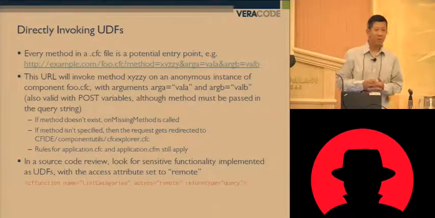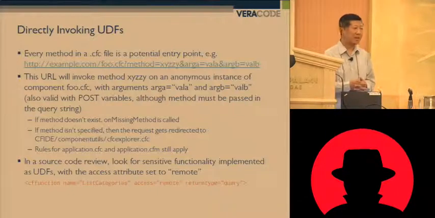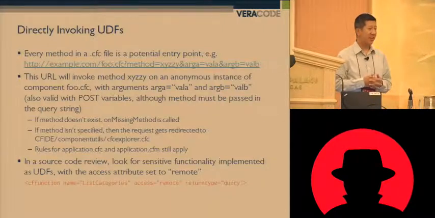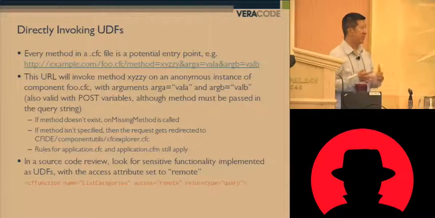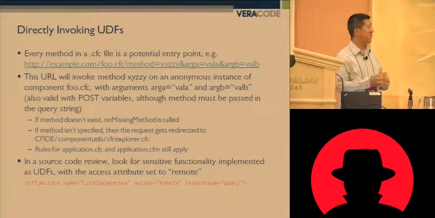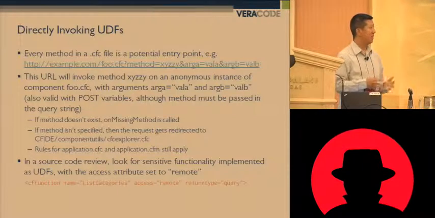So earlier we were talking about ColdFusion components and the idea that you can have functions that are accessible remotely, and I wanted to show you what that looked like. So foo.cfc is a ColdFusion component that we have on the server, and basically any method in that CFC file is a potential entry point if it's defined the right way. So the example URL up there says, we'll load a method called xyzzy in foo.cfc and then pass it these two arguments. And as you can see, it's just all done on the query string there. You can also pass the arguments in the post body as opposed to the get, but the method name actually has to be in the get.